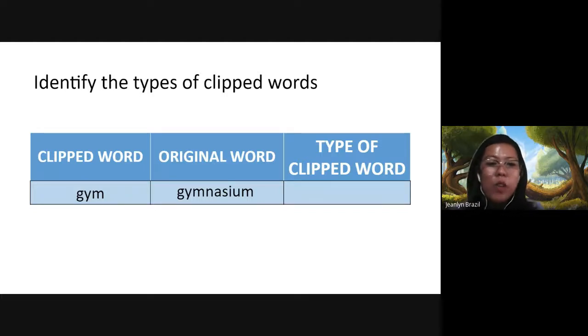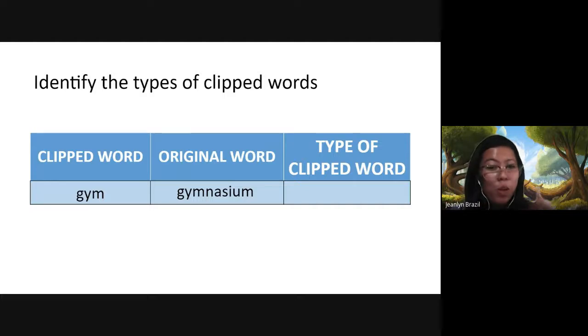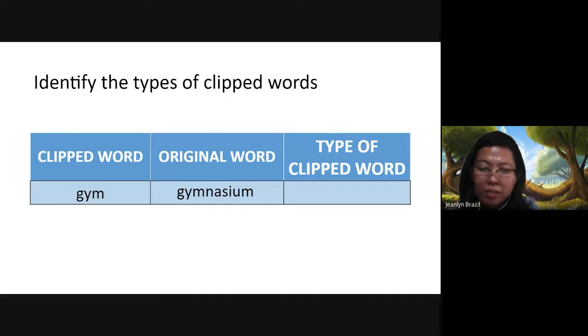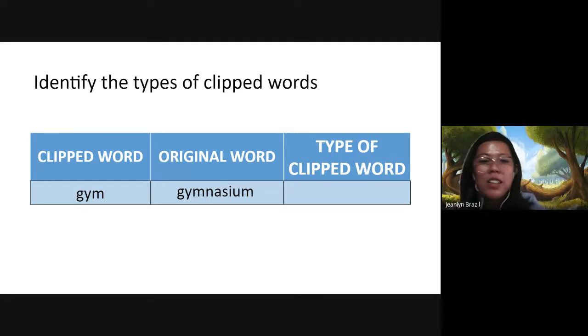Now, who wants to answer? Ano ba ang tinanggal natin dito sa original word? Sige nga. Please raise your hand. Sabi natin, rule number three, if you want to answer, raise your hand. Okay, Shandy. Nation is the word that is removed from gymnasium. That's correct. We remove the syllables nation from the original word gymnasium. So, what type of clip word is this? Sige nga, who wants to answer? Charisse, please answer. Back clipping po.